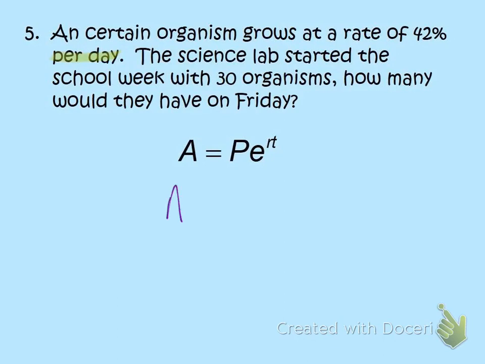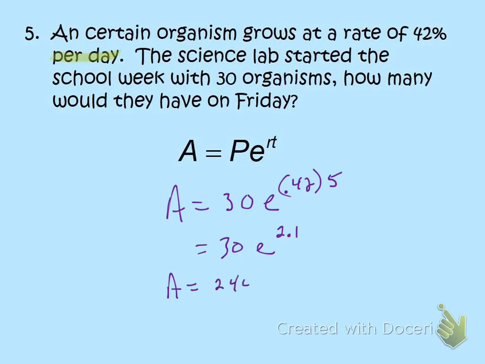Right? Our final amount is A. That's what we're trying to figure out. Our initial amount was 30. We want E, and it's growing, so our rate is going to be positive, so we're going to use positive 0.42, and we're going to multiply it by time. Now, make sure you pay attention. The start of the school week is Monday, and then from Monday to Friday is 5 days, so we want to use 5. Right? And so we just want to take 30 times E to the 2.1 power.